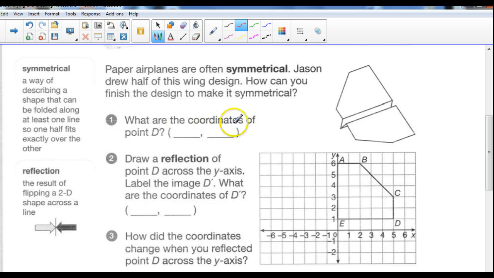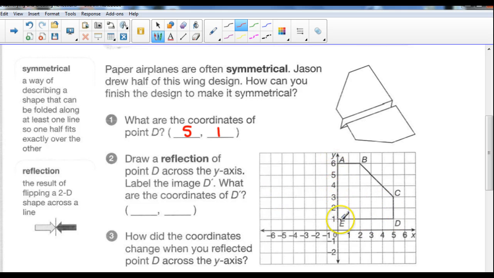Okay? So what are the coordinates of point D? So let's go to point D. The coordinates are x is 5 and y is 1. So 5 and 1. Draw a reflection of D across the y-axis. This is the important thing, across the y-axis. Here's our y-axis. We want to go across it. What are the coordinates of D prime?